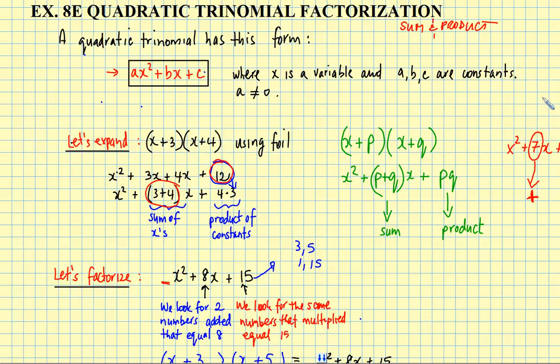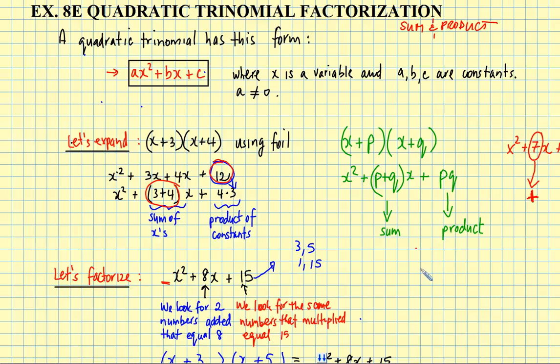So what you're going to start looking for are all the factors of 12. You're going to start saying, well, 4 times 3 gives me 12, and 6 times 2 gives me 12, and 1 times 12 gives me 12. But if I do the sum of these numbers, the only one that would give me 7 would be 4 and 3. The other one would give me 8, this one would give me 13. Therefore, I need two numbers that multiplied give me 12, but added equal 7. And the numbers happen to be 4 and 3.